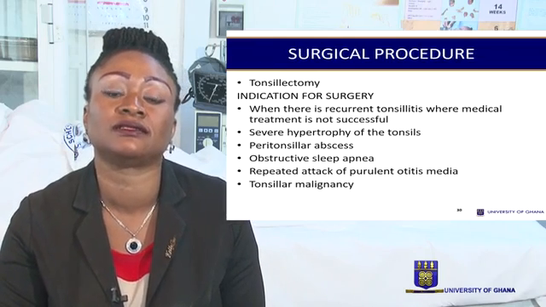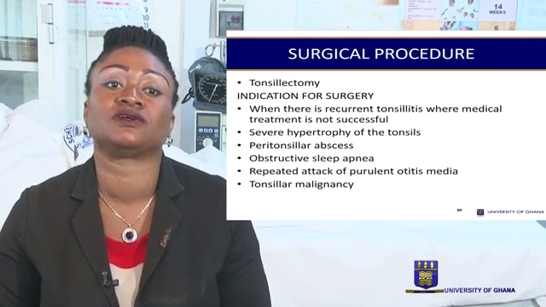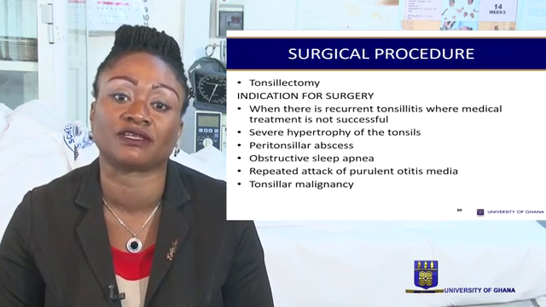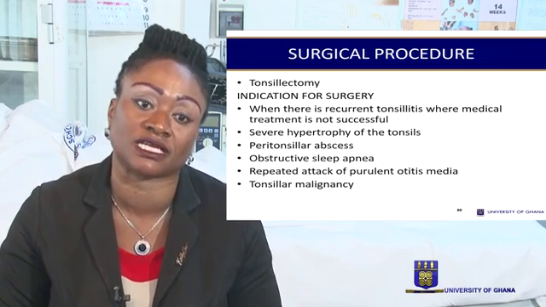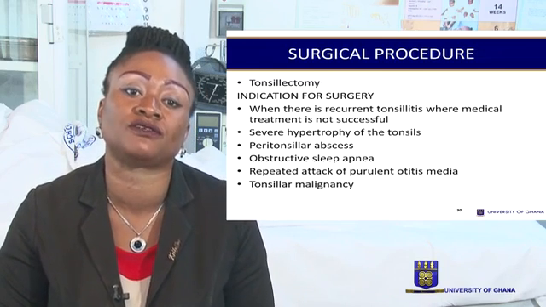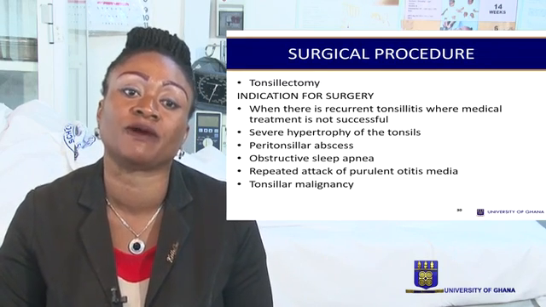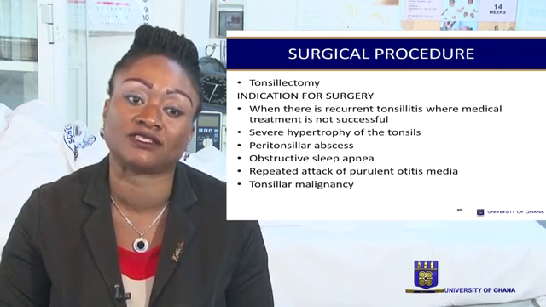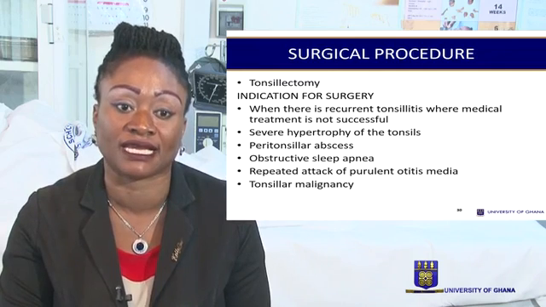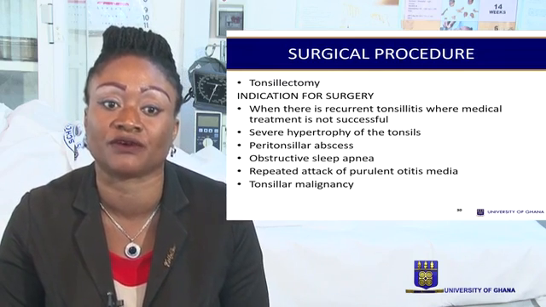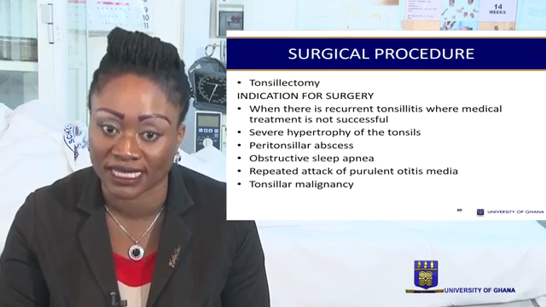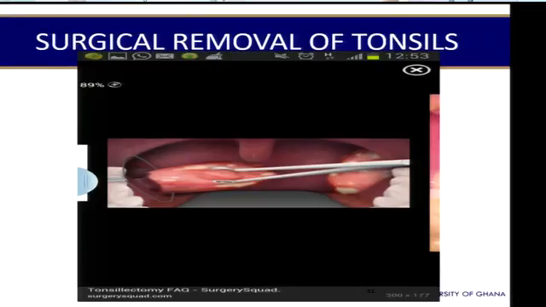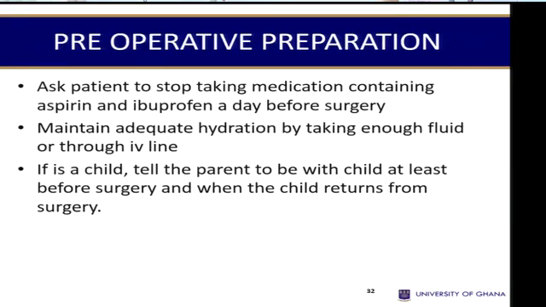As a surgical treatment, tonsillectomy may be done, and this is indicated when there is recurrent tonsillitis where medical treatment is not successful, or in severe hypertrophy of the tonsils, in peritonsillar abscess, obstructive sleep apnea, and then tonsillar malignancy, and repeated attack of purulent otitis media. That is a surgical removal of the tonsils.